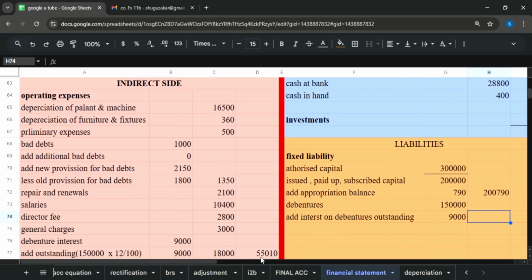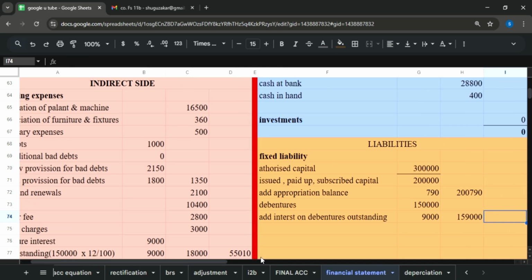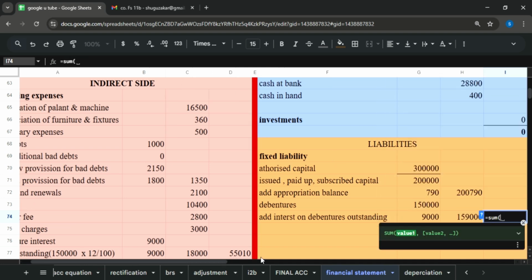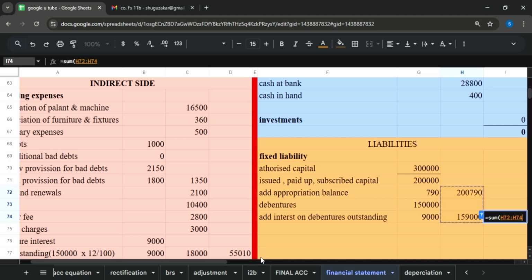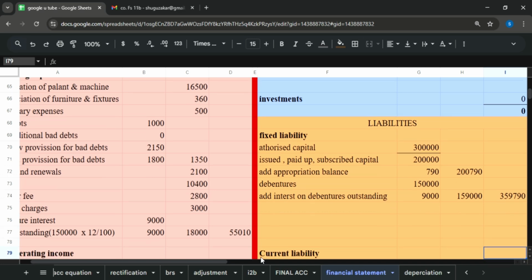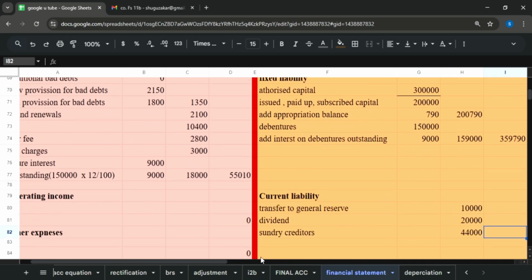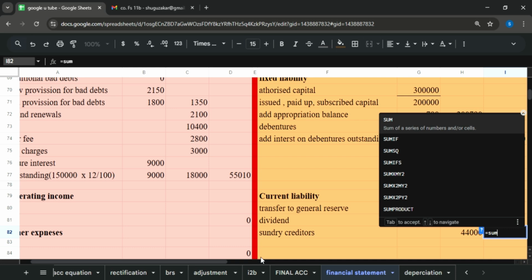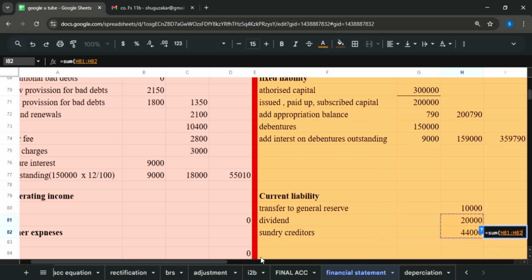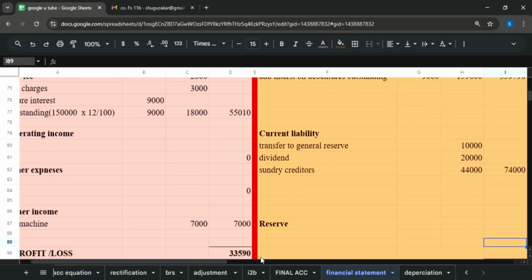Debentures were 150,000. Add outstanding interest. We have got the total amount of debentures. Now to calculate the total of fixed liability, we will take the sum of these two elements. In this way, fixed liability total we have got. Now let's take the sum of all current liabilities. Total of current liability is also available. No reserve was present, so you can mention 0.